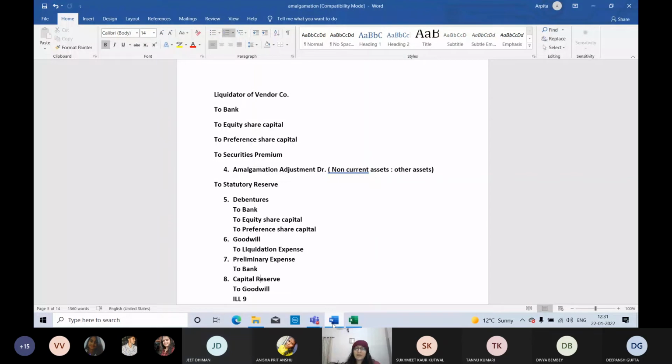Right. So whenever we are starting up a business, you are starting a new business. So there might be certain preliminary expenses that you will have to pay. If you are paying those preliminary expenses, then the entry will be preliminary expense to bank. Is it clear, Jeet? Ma'am, it is for the vendor company. Yeah, this entire, no, not for the vendor company.